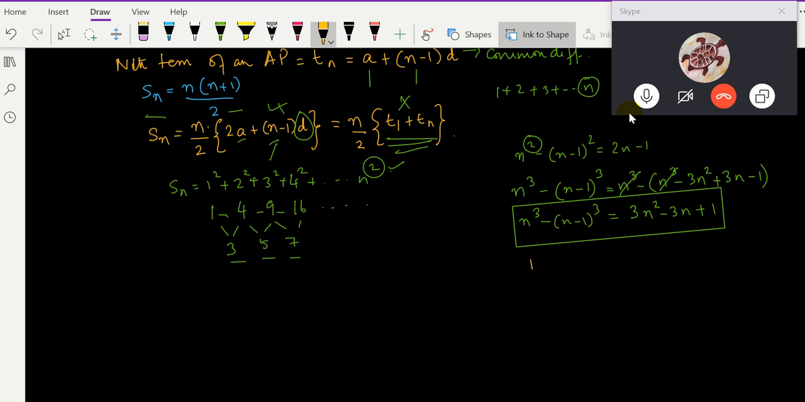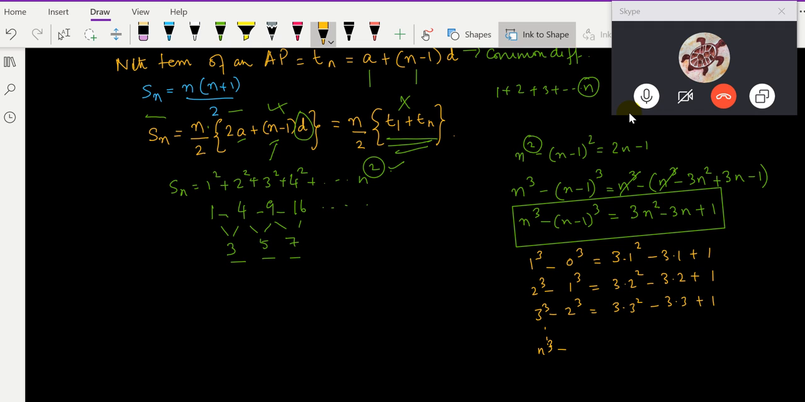Then I will do the same thing. I will write 1 cube minus 0 cube is equal to 3 into 1 square minus 3 into 1 plus 1. 2 cube minus 1 cube is equal to 3 into 2 square minus 3 into 2 plus 1. 3 cube minus 2 cube will be 3 into 3 square minus 3 into 3 plus 1. All the way up to n cube minus (n minus 1) whole cube is equal to 3n square minus 3n plus 1. Next, what should we do?